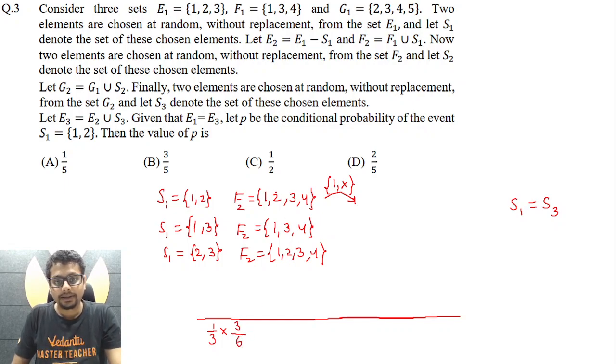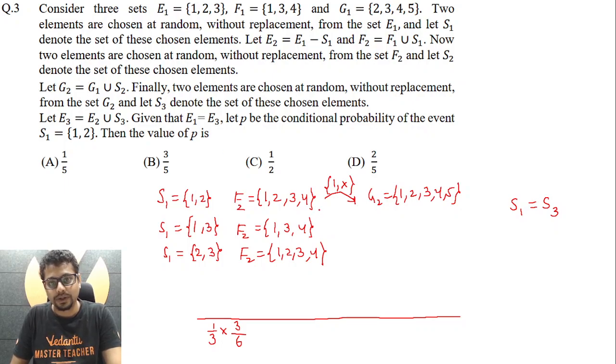How's that? It can be {1, 2}, {1, 3}, {1, 4}. Favorable number of outcomes being 3, and total number of outcomes being 4C2, because any 2 elements could have been taken from these 4 elements. 4C2 is 6. Now, as a result, G2 would be what? It will be {1, 2, 3, 4, 5}, because G2 is G1 union S2. And since S3 should be same as S1, for S3 to be {1, 2} only, the number of favorable outcomes is 1, and the total number of outcomes is 5C2, which is 10.